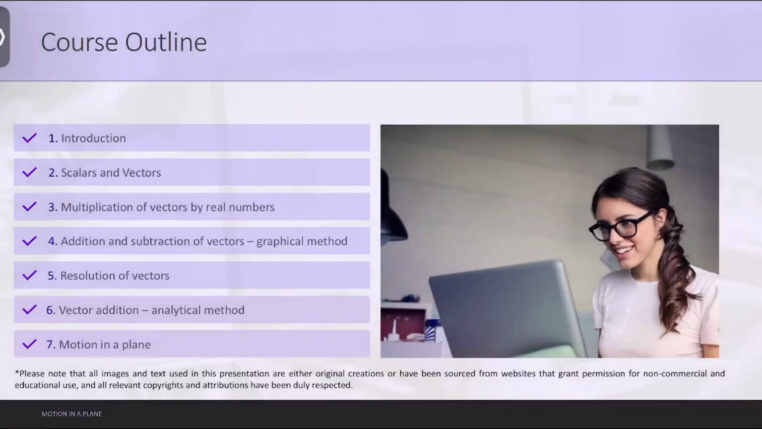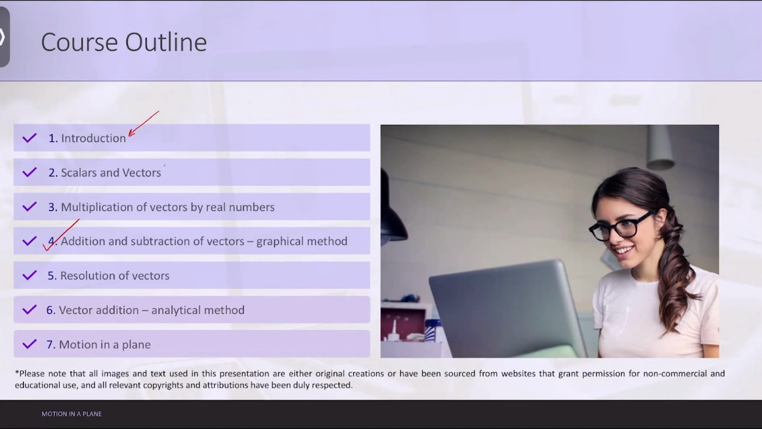Just a course outline for you first of all. Right now we are on the fourth topic, that is addition and subtraction of vectors by graphical method. In the introduction, we understood how it is different from motion in a straight line. We just increased the aspect to two axes. This can also be increased to three axes, in 3D space. We won't go into that complexity right now. We will understand only 2D space here, and then we can move further.